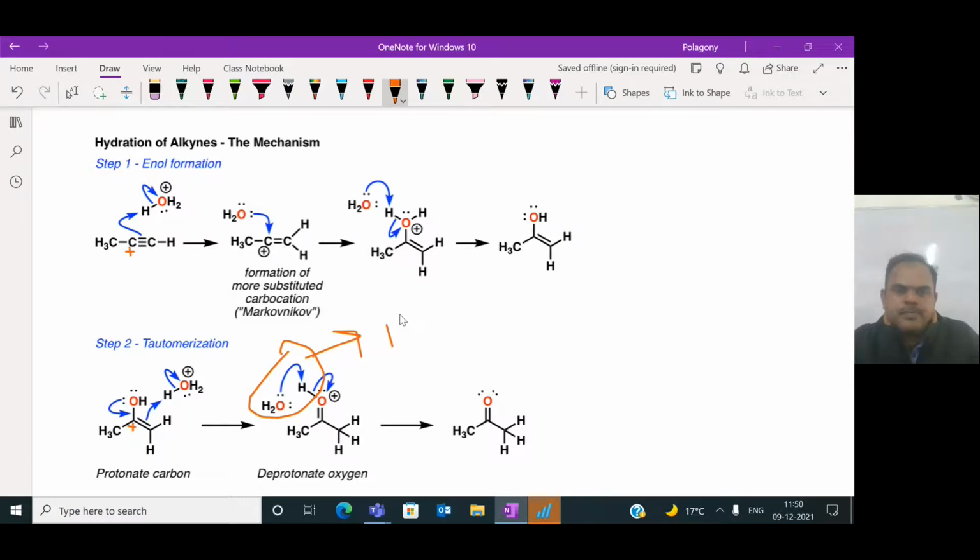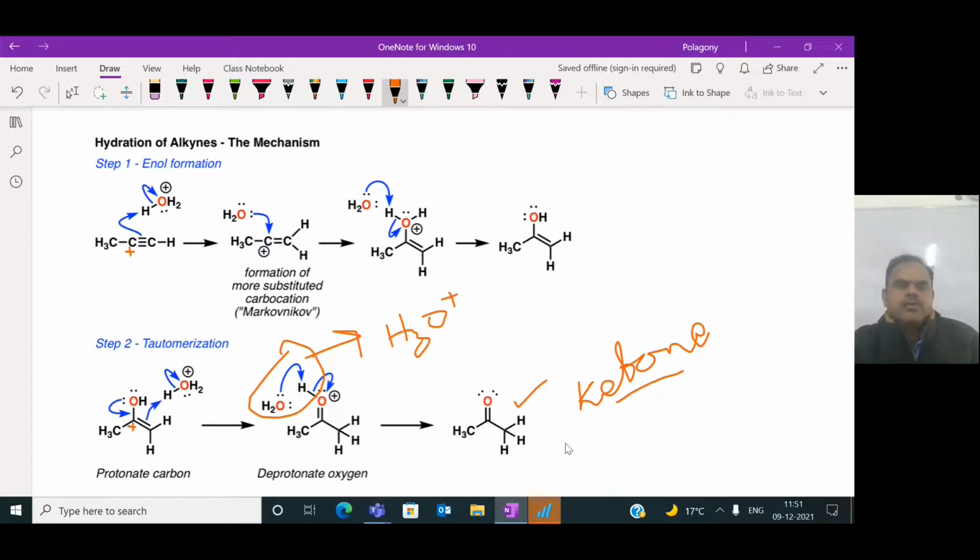So the hydronium ion, the acid, is formed here again. Then the final product is a ketone. The ketone is prepared. That is, propanone is formed. Ketone is formed here.